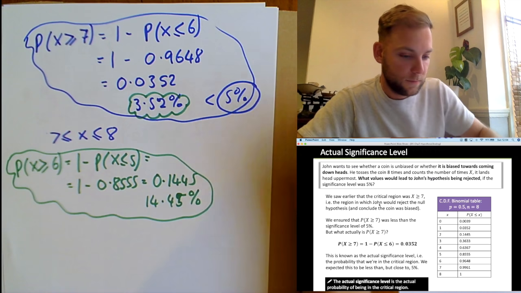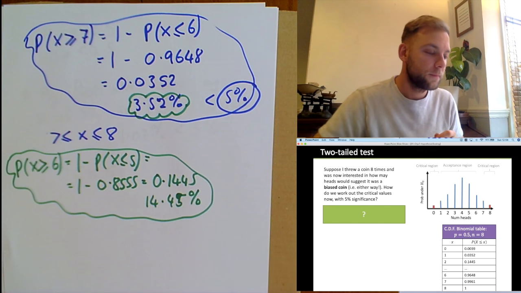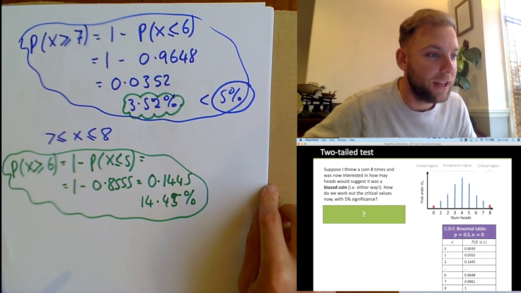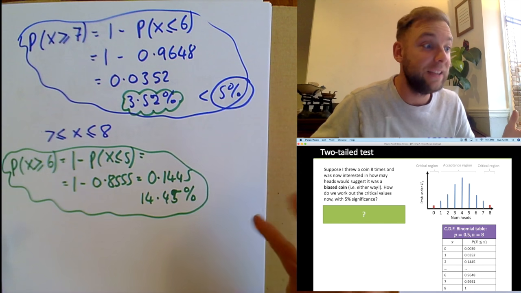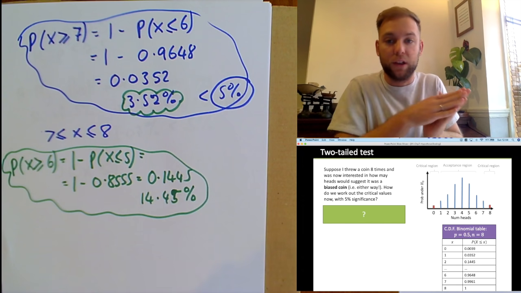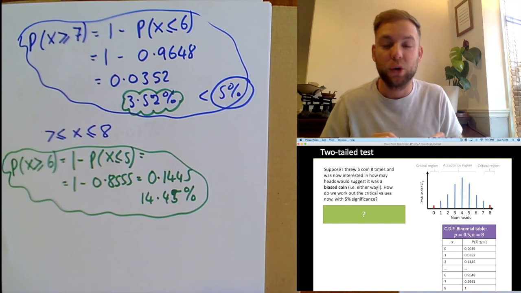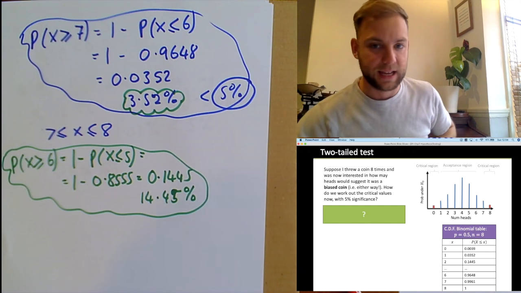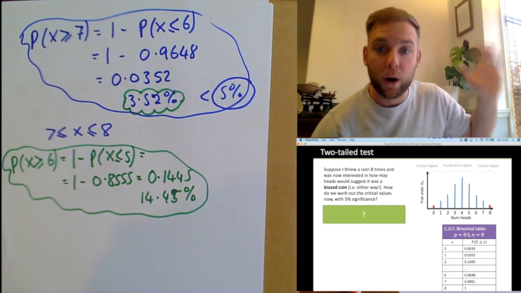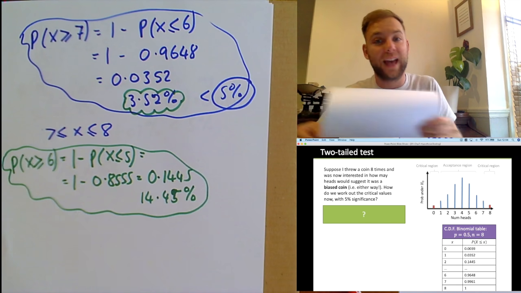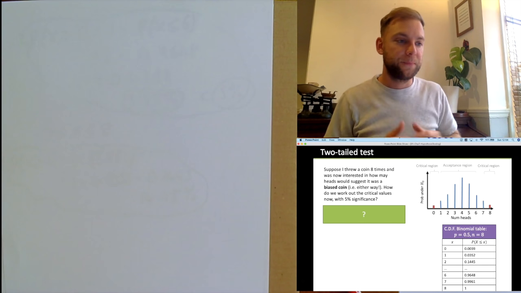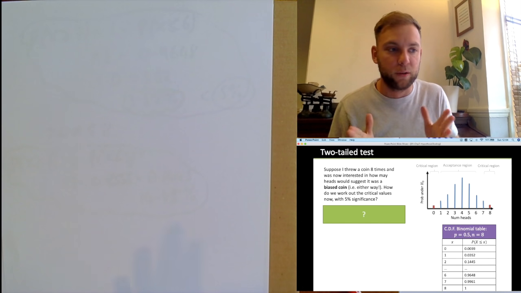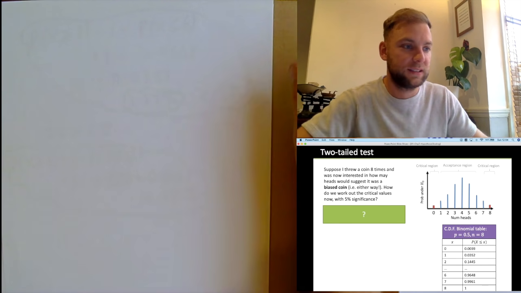Okay? So suppose I throw a coin 8 times and was now interested in how many heads would suggest the coin is biased, either way. So now we're not looking at one way or the other, we're looking at both ways. This is actually called a two-tailed test, okay? Now this is where things kind of diverge again. So with this one, instead of just looking at one end, so we're saying it's biased towards heads or it's biased towards tails, what we're actually saying is that I don't know whether it's biased towards heads or biased towards tails. I just don't think the probability is 0.5. So this is what's called a two-tailed test.